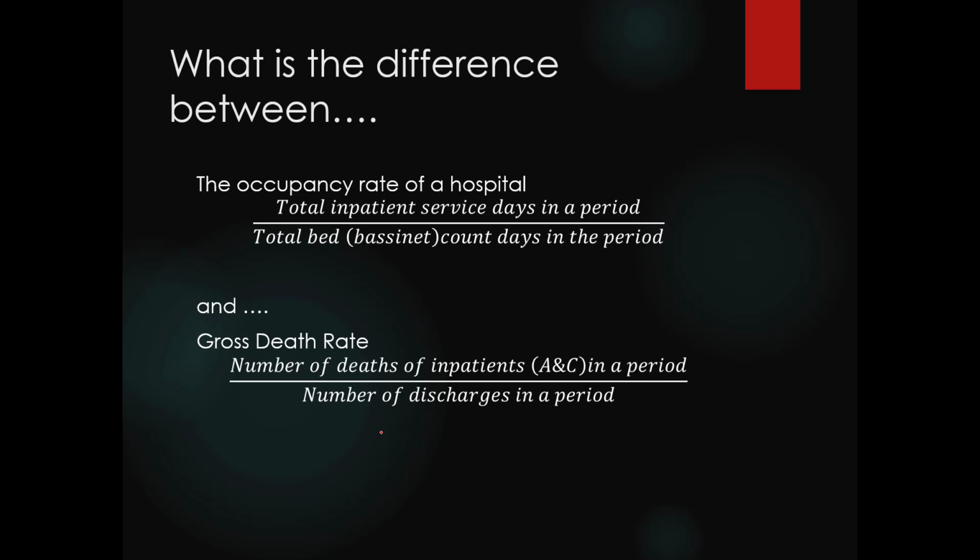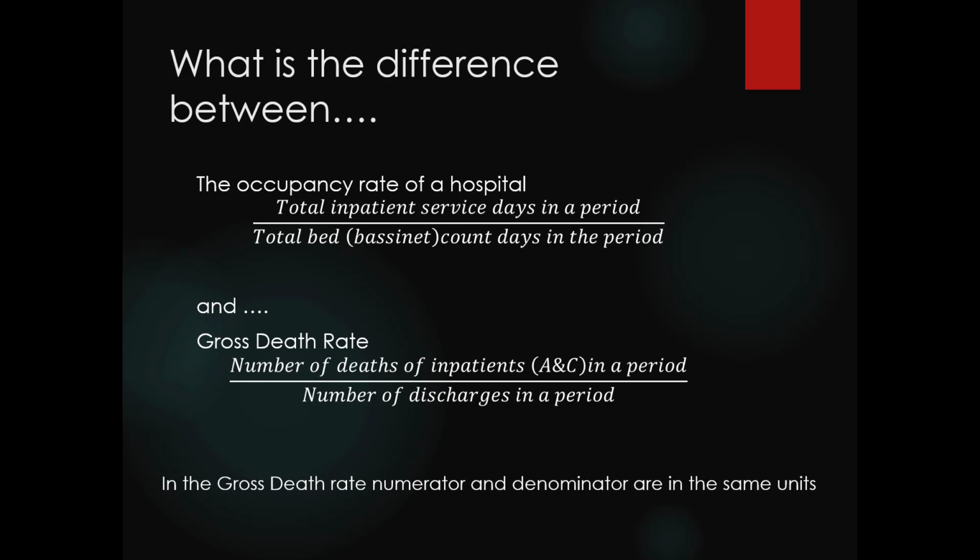And here, what's the difference between the occupancy rate of a hospital? So this is total inpatient service days in a period divided by total bed bassinet count days in a period. And the second one, we have gross death rate, number of deaths of inpatients divided by number of discharges. So think about this and think about what's different, technically speaking. Not the fact that they're dealing with different things, but what are they doing differently as rates? So pause now.